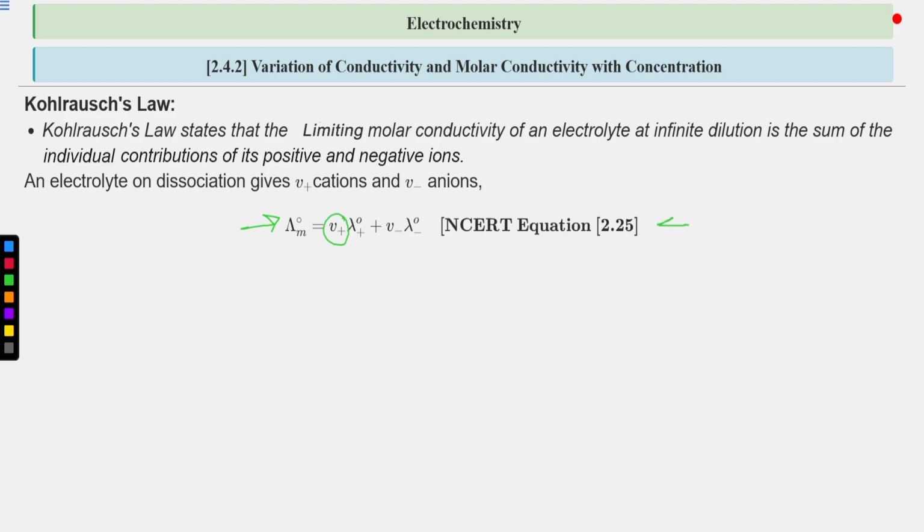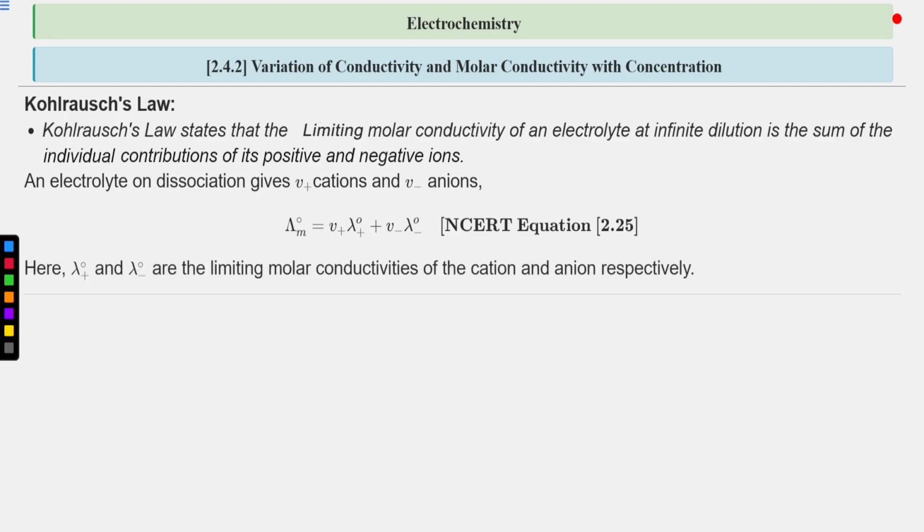So this is the equation, marked as 2.25 in our NCERT textbook. We can define lambda naught positive and lambda naught negative as the limiting molar conductivities of the cation and the anion respectively. Let me again tell you this.